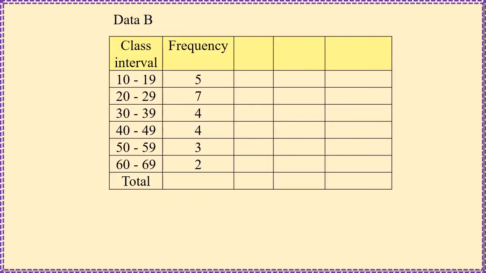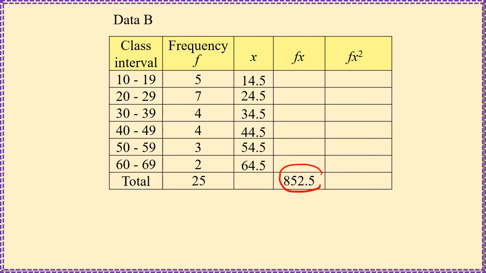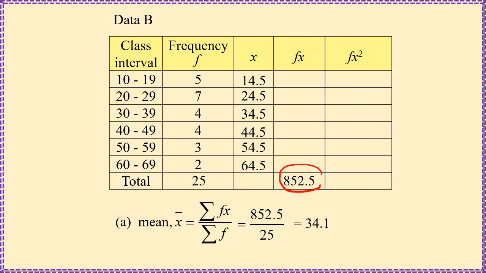So data B, the same thing as we do in data A. We need to find x, we need to find fx, we need to find fx squared. So x, directly we get 10 plus 19 divided by 2 is equal to 14.5. And then for the next one is 24.5 and so on. And then we have total frequency equal to 25 here. And then for summation of fx directly from the calculator, we get 852.5. And then to find the mean, just put the value into the formula, 852.5 divided by total frequency, which is equal to 25. So we have the answer 34.1.